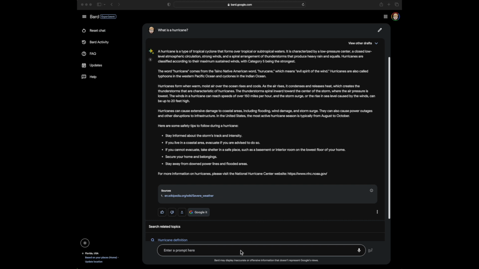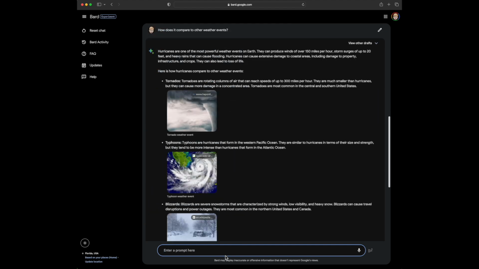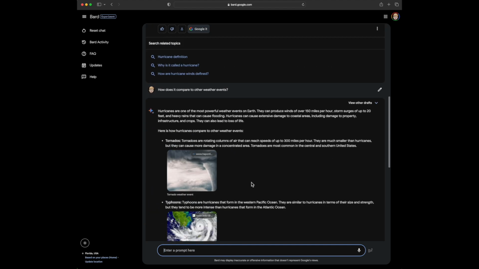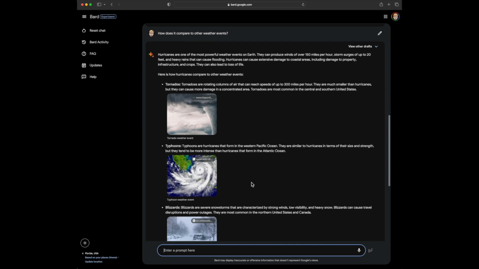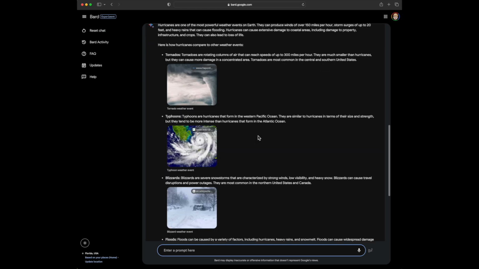I always wanted to know, how does a hurricane compare to other weather events? So it says hurricanes are the most powerful weather events on Earth. They can produce winds of over 150 miles per hour, storm surges up to 20 feet, and heavy rains that can cause flooding. Hurricanes can cause extensive damage to coastal areas, including damage to property, infrastructure, and crops. They can also lead to loss of life. Here's how a hurricane compares to other weather events.